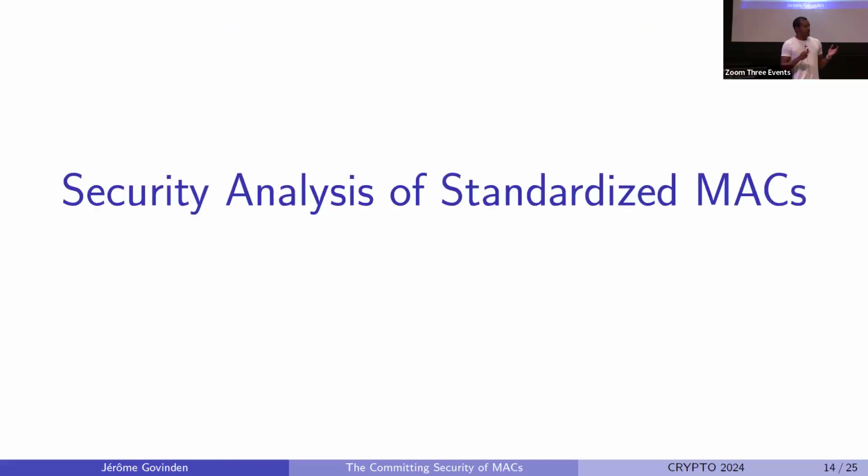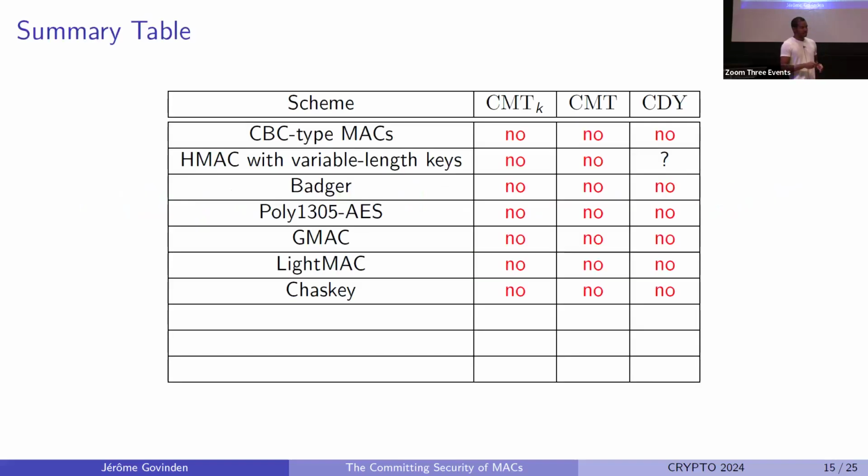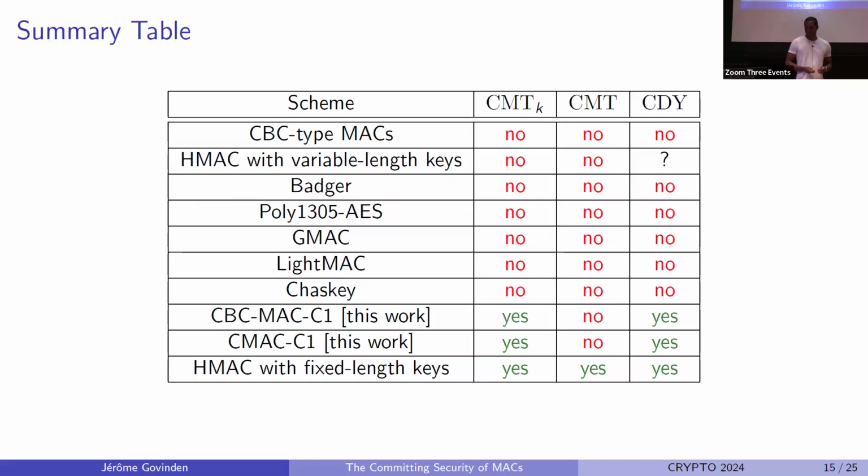So we now have all these notions, and then we analyzed them for several MAC standards. The summary of this analysis is that almost all of them are broken, for committing and context discovery attacks. We give a key committing fix for CMAC and its related CBC-MAC. And the only one that we found that was context committing is HMAC, whose security follows from its indifferentiability.